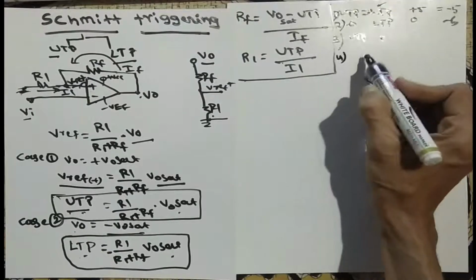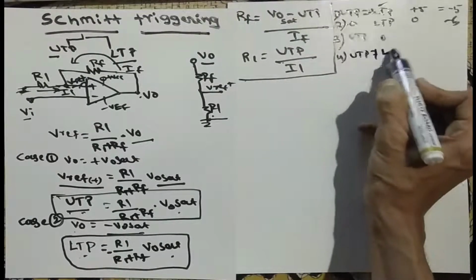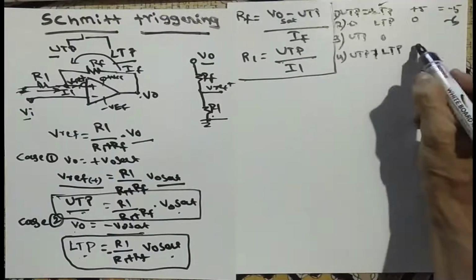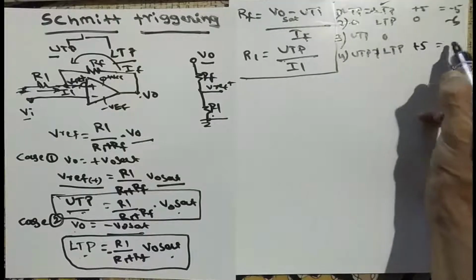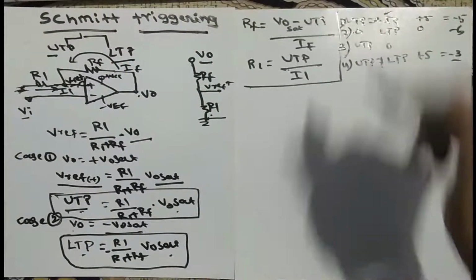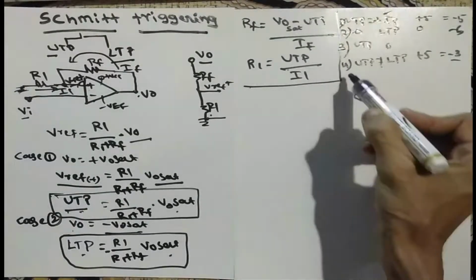And the last one, we can make UTP not equal to LTP. That means we can give positive and negative values, so different values. So if I take here positive 5 and here something like -3, that is this type of UTP and LTP. That means two different V reference values we can give. So these are the four types.